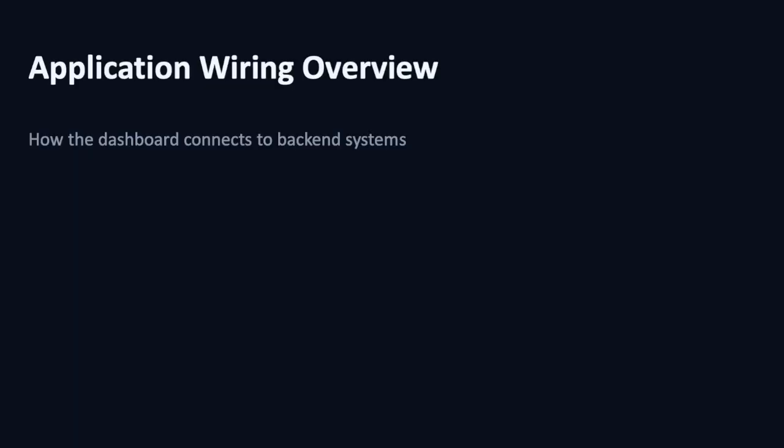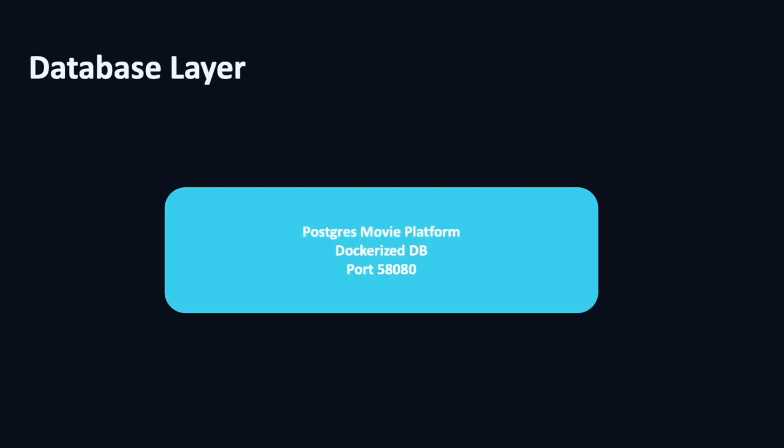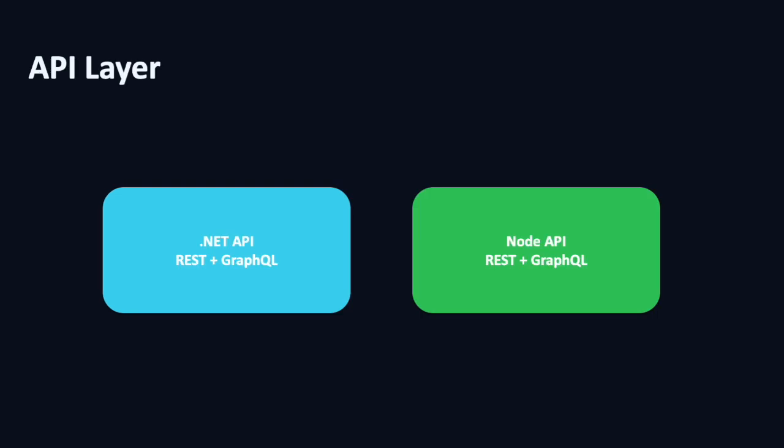Before I jump into the walkthrough, I want to quickly mention how this application is wired up. The dashboard runs against a shared backend platform built as part of this portfolio. It depends on Postgres Movie Platform for the database layer, which runs in Docker and exposes a PostgreSQL instance on port 58080. Once the database is running, the application connects to either my .NET API or my Node.js API, both of which expose the same underlying data through REST and GraphQL.